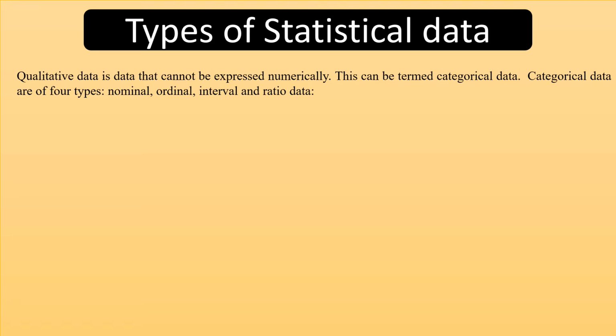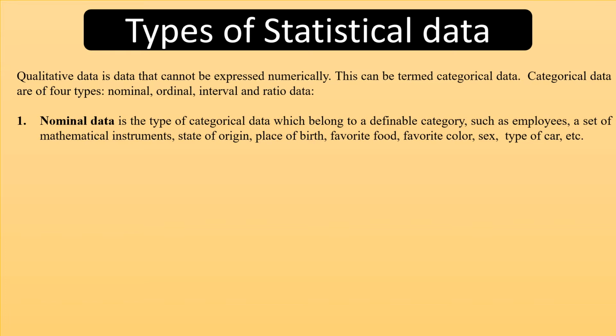Qualitative data are data that cannot be expressed numerically. Sometimes they are called categorical data. And categorical data has four types: the nominal, the ordinal, the interval, and the ratio. Nominal is a type of categorical data that belongs to definable category. It is well defined, such as names of employees, a set of mathematical instruments, state of origin, place of birth, favorite food, favorite color, sex, type of car, etc.